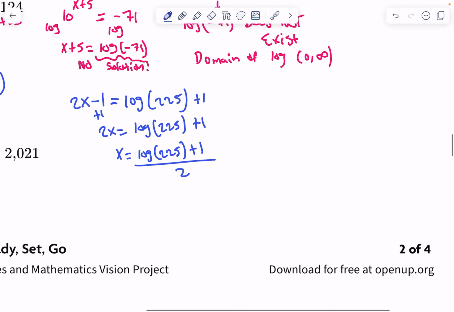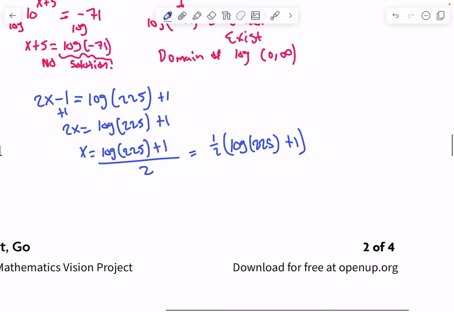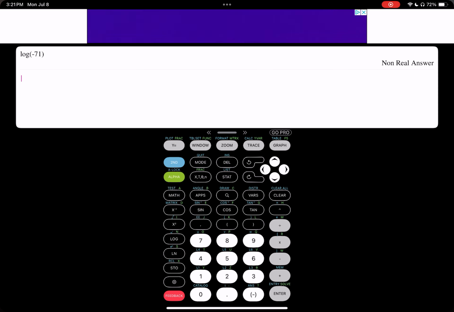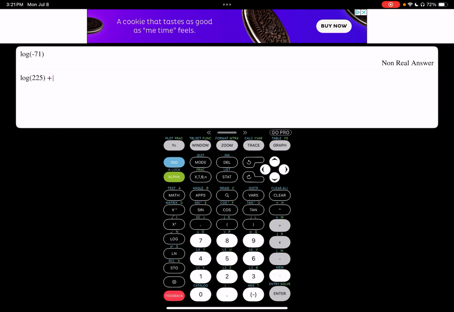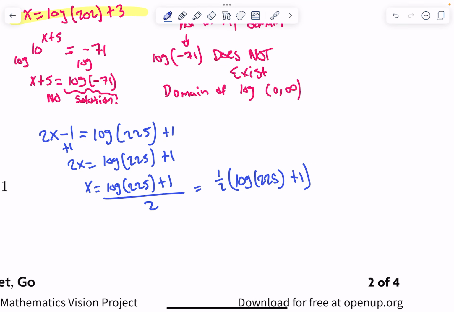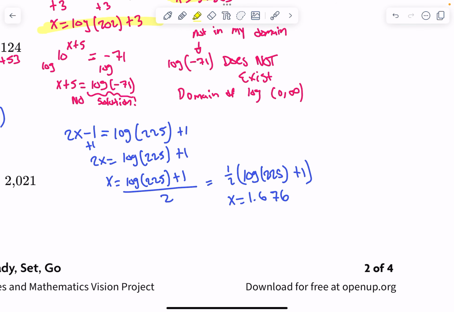You can write this as 1/2 log of 225 plus 1. And now let's put this into our calculator. So I'm going to have log 225 plus 1. I should have put parentheses earlier. Dividing this by 2, 1.676. So x is equal to 1.676. So this is an exact answer. This is a decimal approximation.